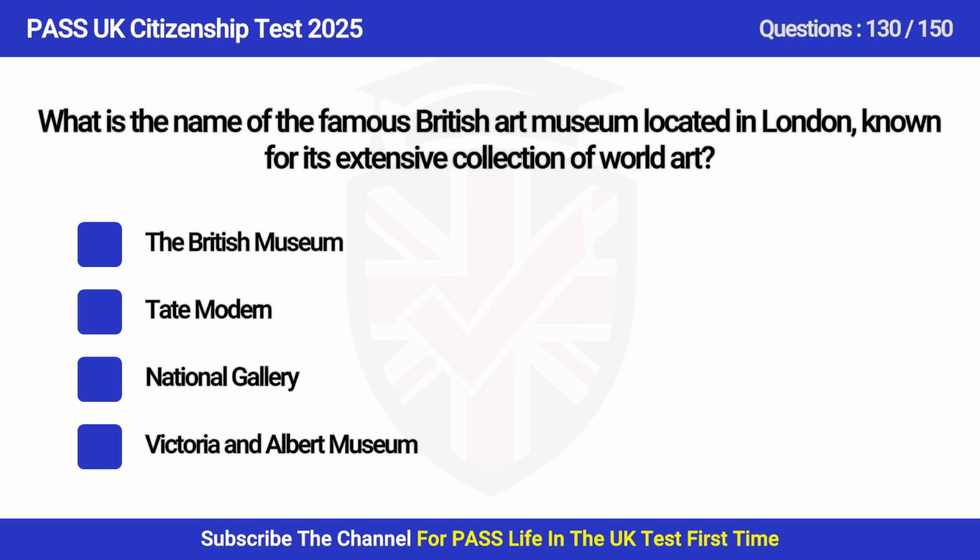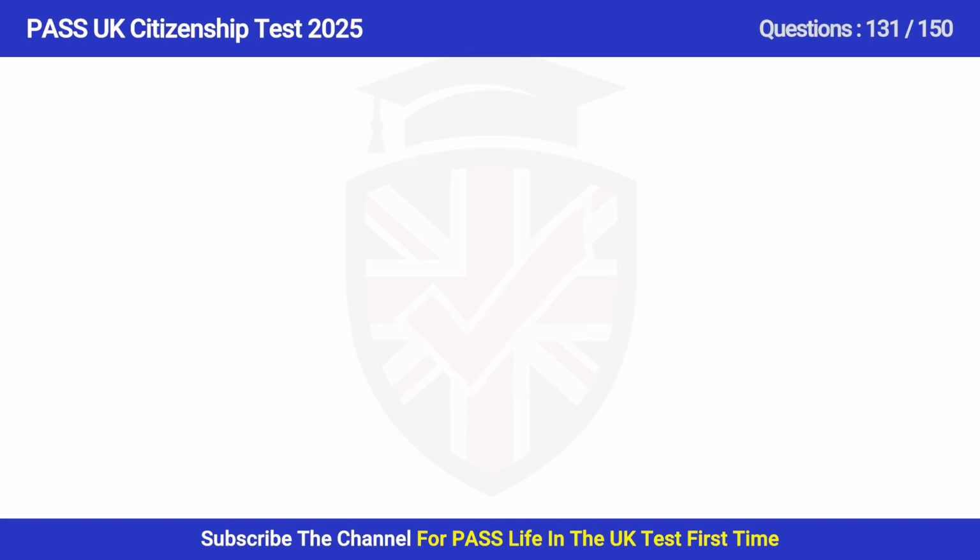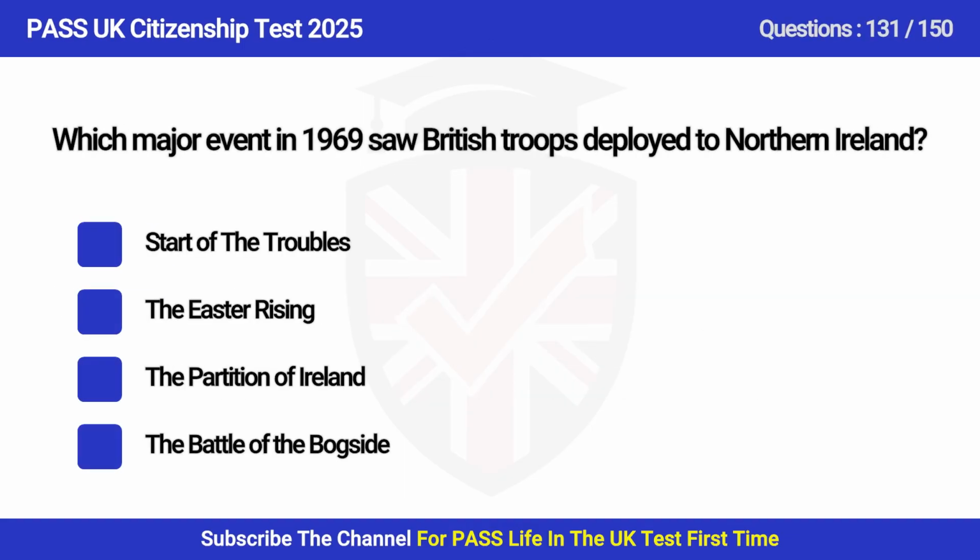What is the name of the famous British art museum in London, known for its extensive collection of world art? A. The British Museum, B. Tate Modern, C. National Gallery, D. Victoria and Albert Museum. Answer is A. The British Museum. The British Museum in London is a museum dedicated to human history, art, and culture. Its permanent collection houses over 8 million works. Question 131. Which major event in 1969 saw British troops deployed to Northern Ireland?